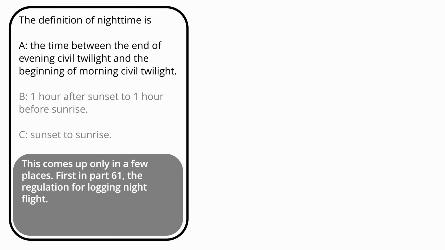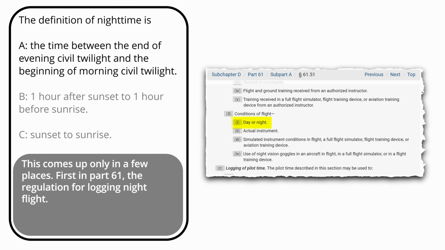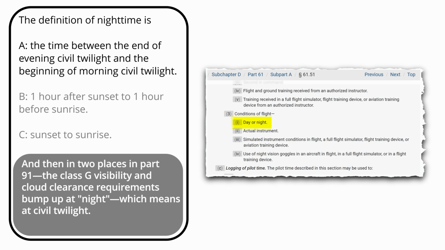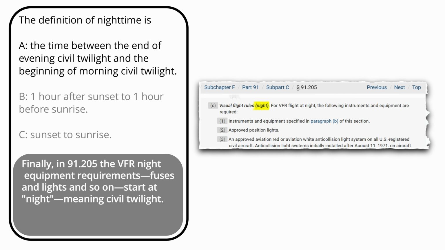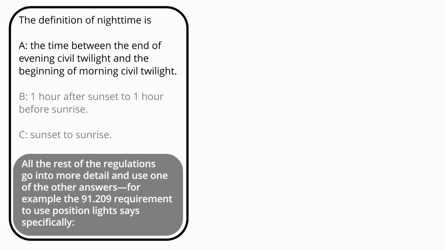This comes up only in a few places. First, in Part 61, the regulation for logging night flight, and then in 2 places in Part 91. The Class Golf visibility and cloud clearance requirements bump up at night, which means at civil twilight. Finally, in 91.205, the VFR night equipment requirements, fuses and lights and so on, start at night, meaning civil twilight. All the rest of the regulations go into more detail and use one of the other answers.